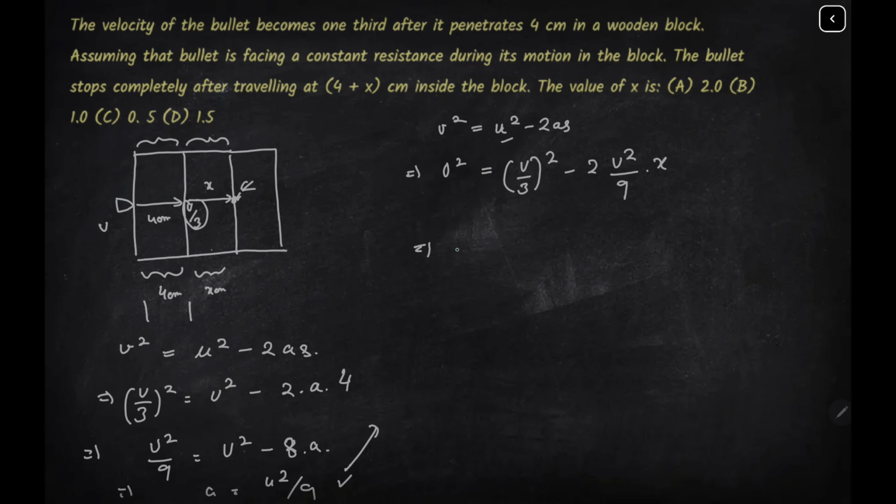So u square by 9 minus u square by 9 is equal to minus 2 u square by 9 into x. So here the value of x will come as half, that is equal to 0.5 centimeter. So the answer is x is equal to 0.5 centimeter.